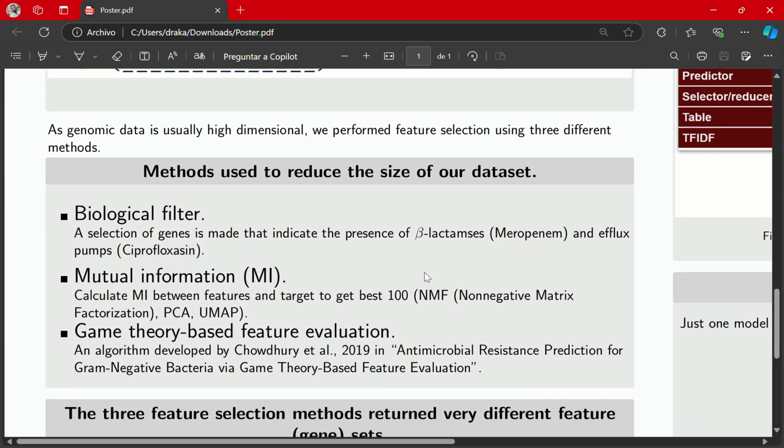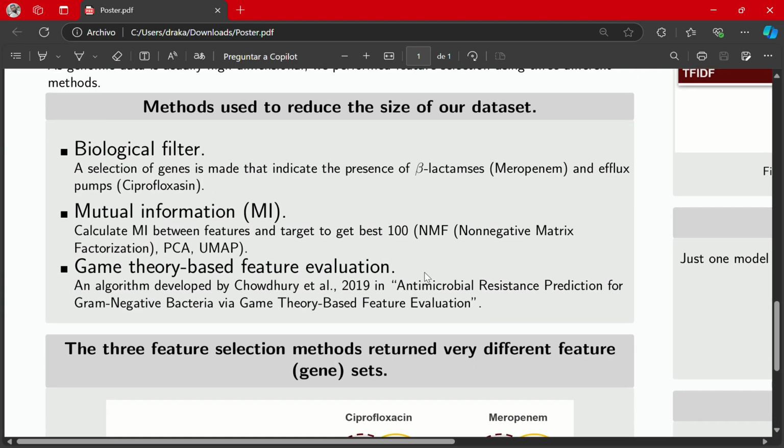Also, our work requires efficient feature selection and dimensional reduction techniques. So we focus on 3 main methods. Biological filter. Here we select genes associated with beta-lactamases for meropenem and efflux pumps for ciprofloxacin. Mutual information. This is one of the machine learning methods. These methods involve calculating mutual information between features and targets and selecting the top 100 features.